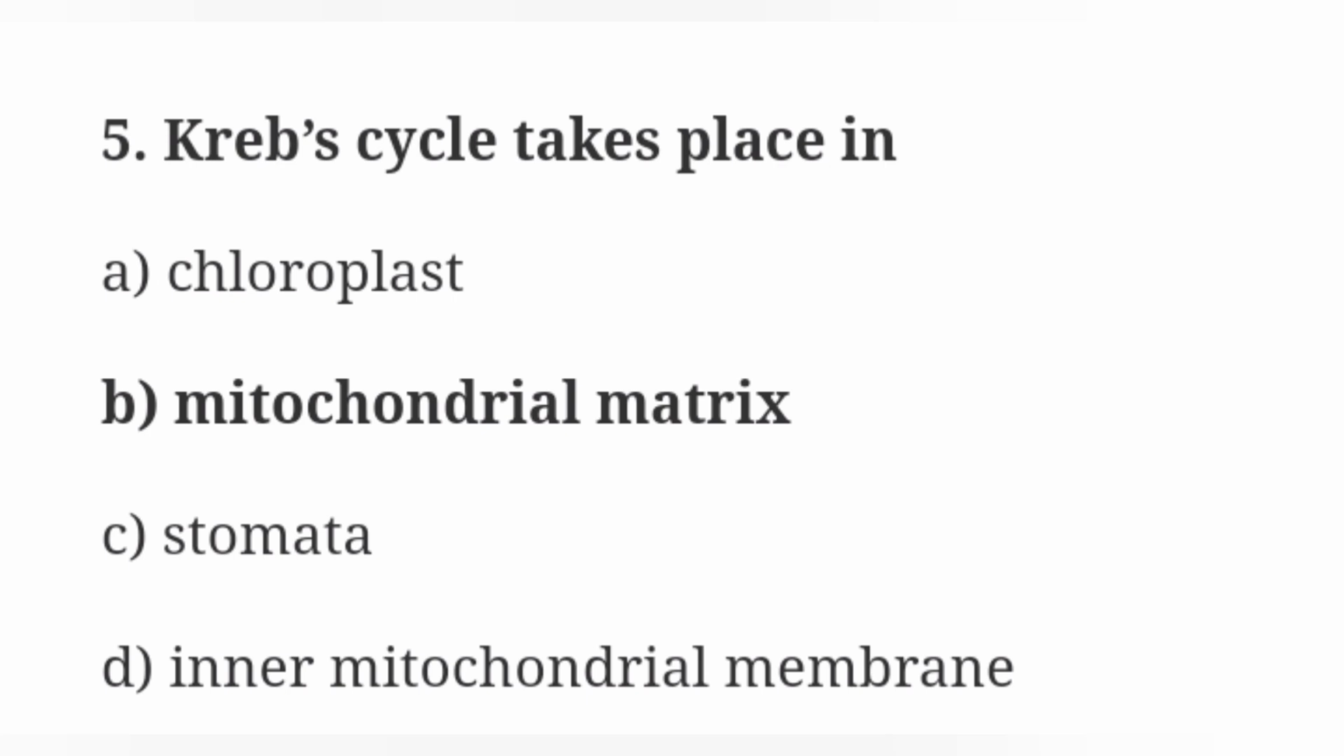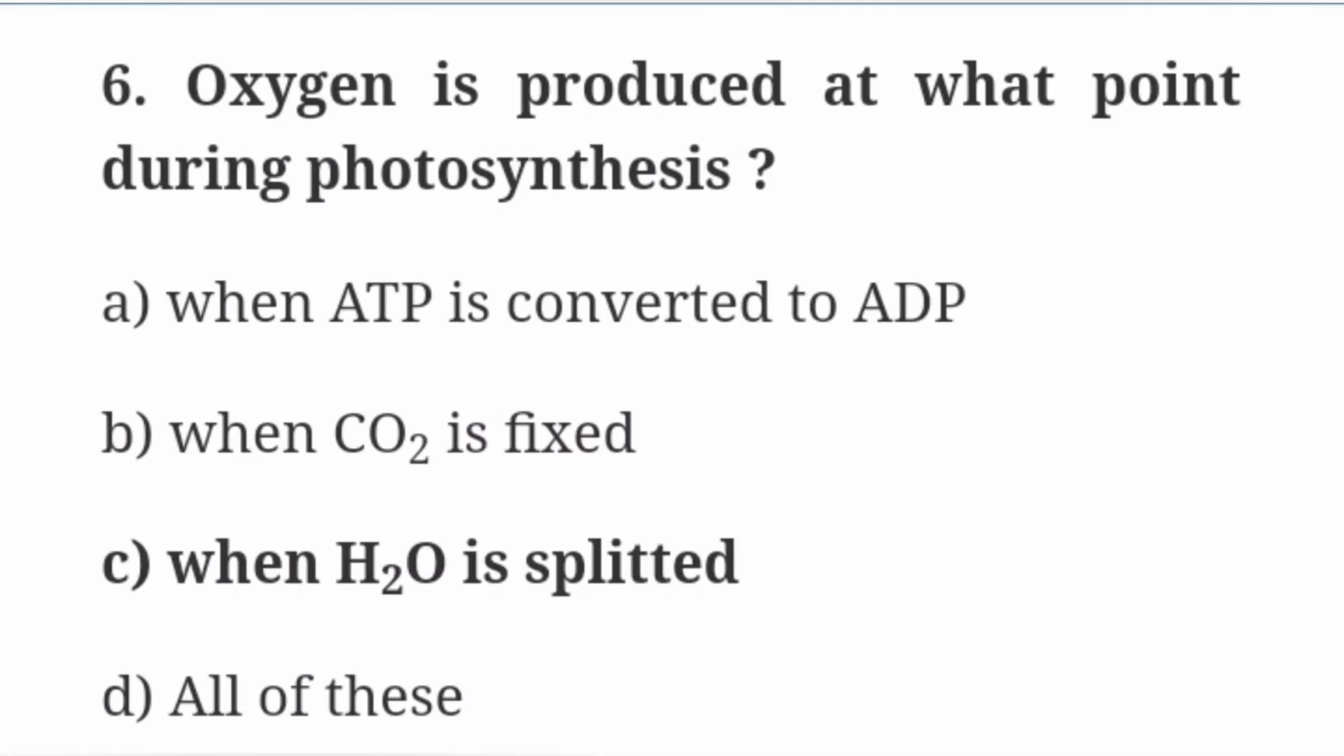Fifth one, Krebs cycle takes place in. Option B, answer: mitochondrial matrix. Sixth one, oxygen is produced at what point during photosynthesis? Answer: when H2O is split.